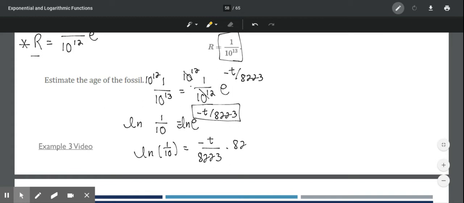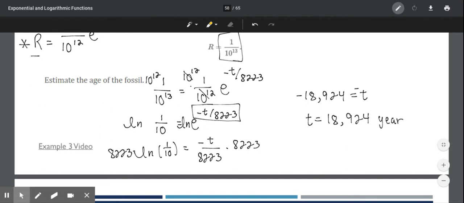You could multiply both sides by 8,223. Right? And when you multiply both sides by 8,223, you get negative 18,924. But that equals negative t. And so then when you divide both sides by a negative, we get that the fossil is about 18,924 years old. Probably need an S on my years.